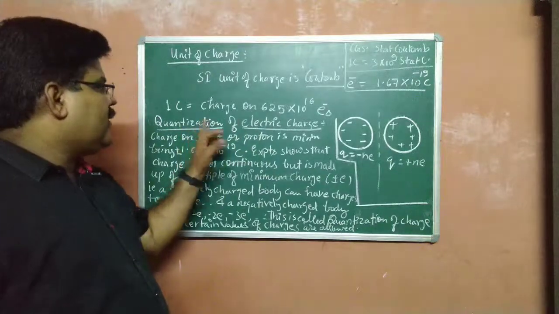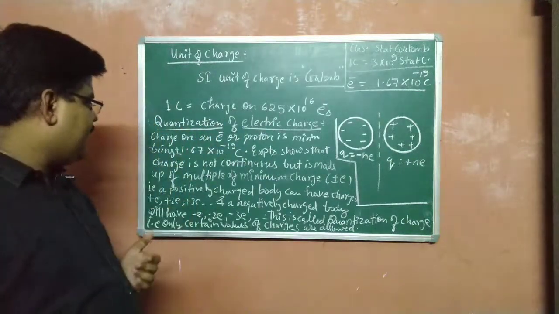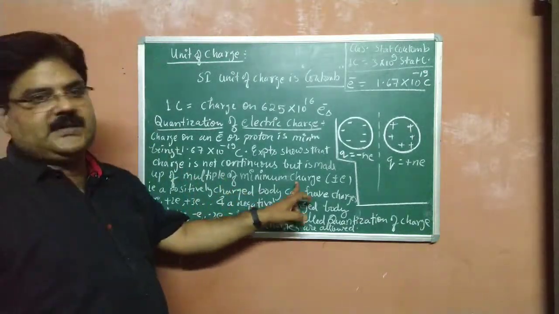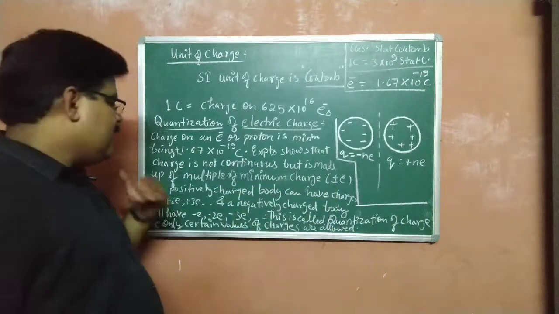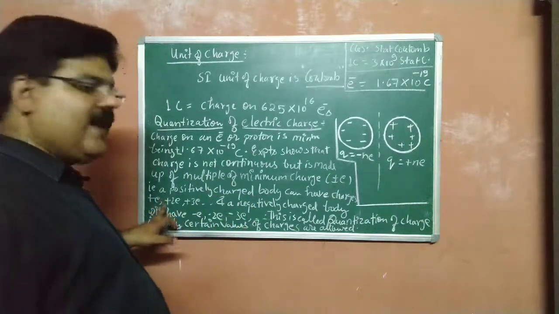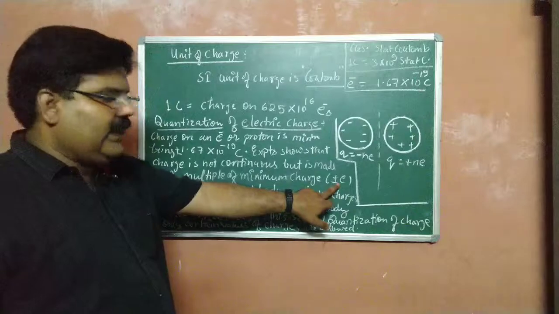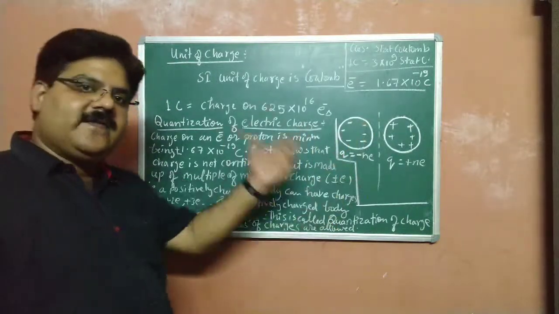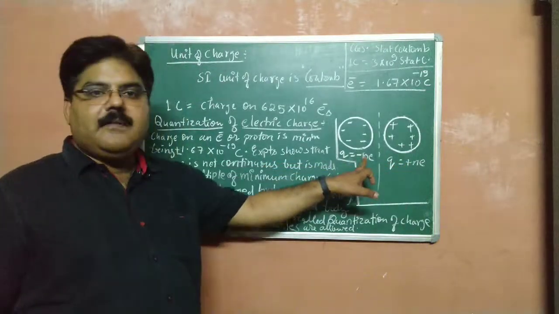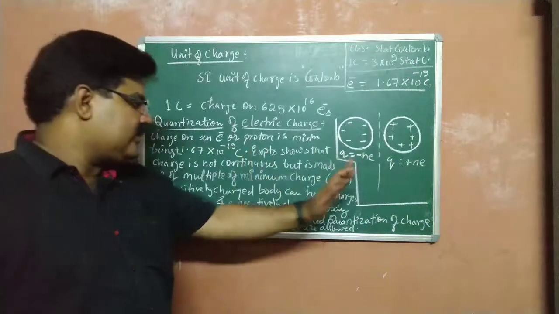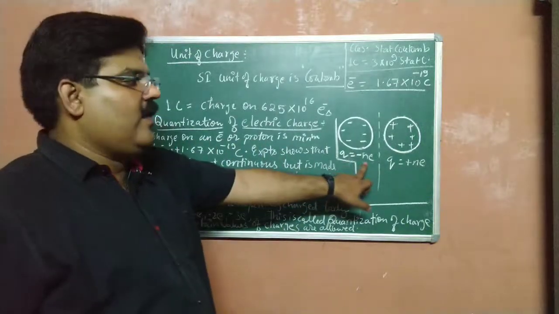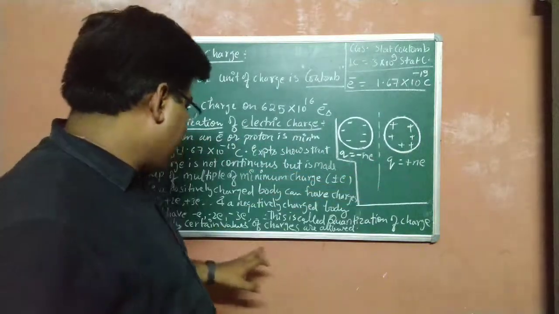So here we conclude that quantization of electric charge tells us that charge is not continuous, but is made up of multiples of a minimum charge, that is either plus e or minus e. Suppose there is a positively charged body, then it will have charges plus e, plus 2e, plus 3e, and so on. If there is a negatively charged body, it will have charges minus e, minus 2e, minus 3e, and so on. So this shows that charges are in multiples of the electron charge.